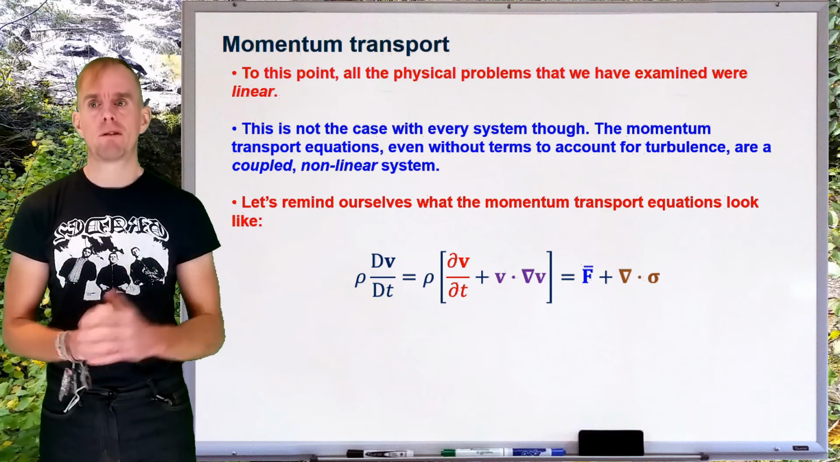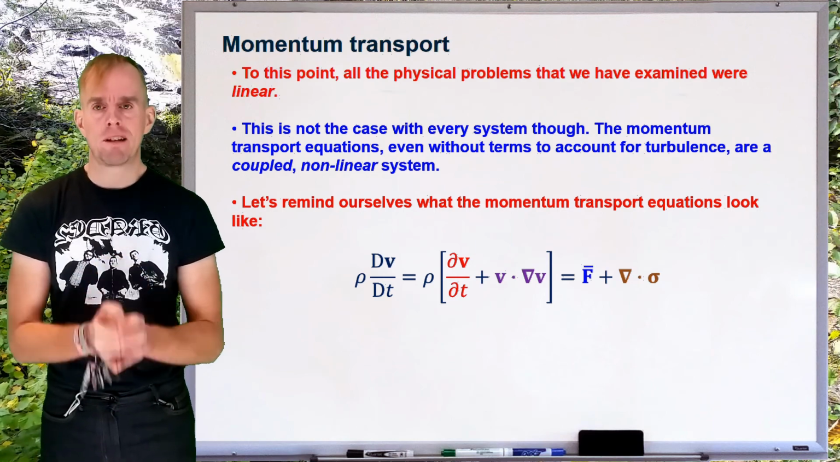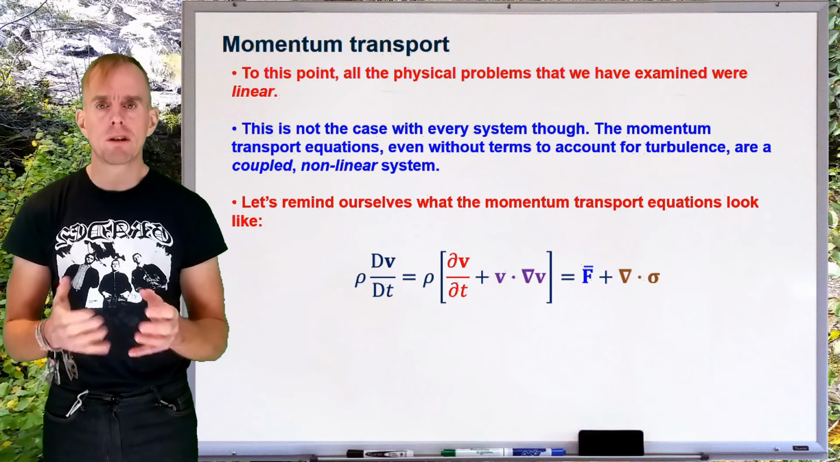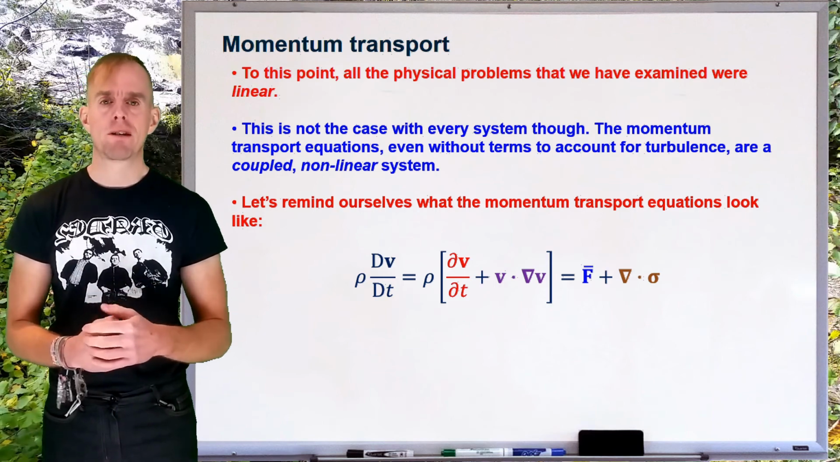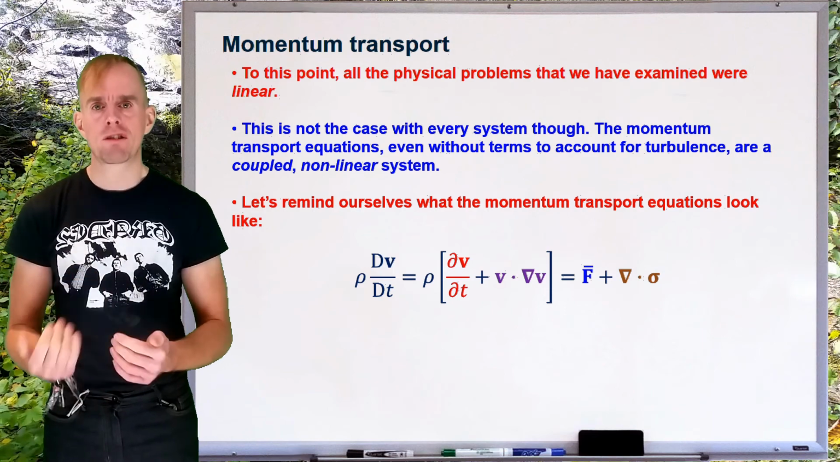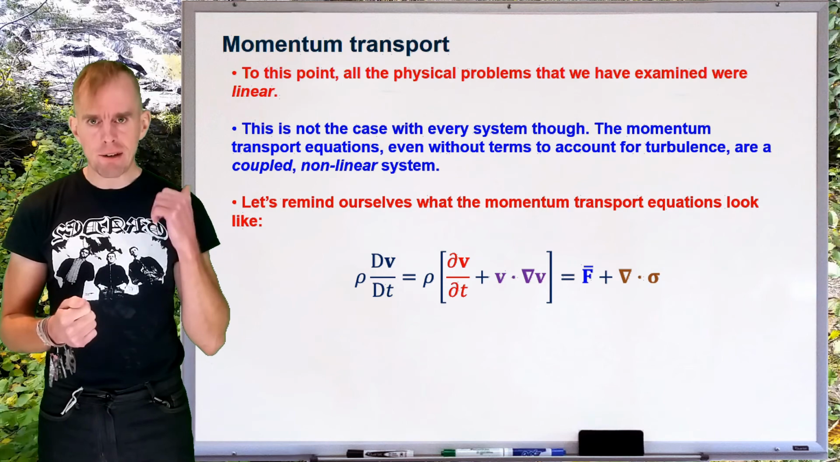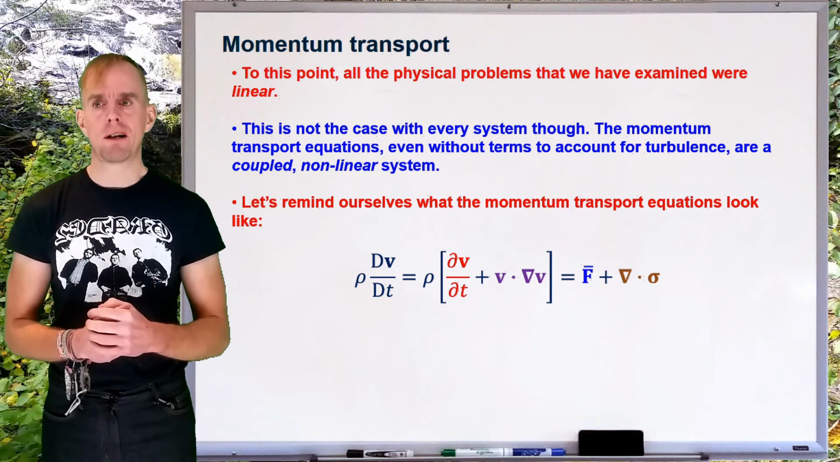So F bar on the right hand side there are forces that act on the bulk of a material. They're what we term body forces. These can be things like gravity, or a magnetic field, or an electrostatic field. It's matter-field interactions. But let's consider carefully the units of F bar.